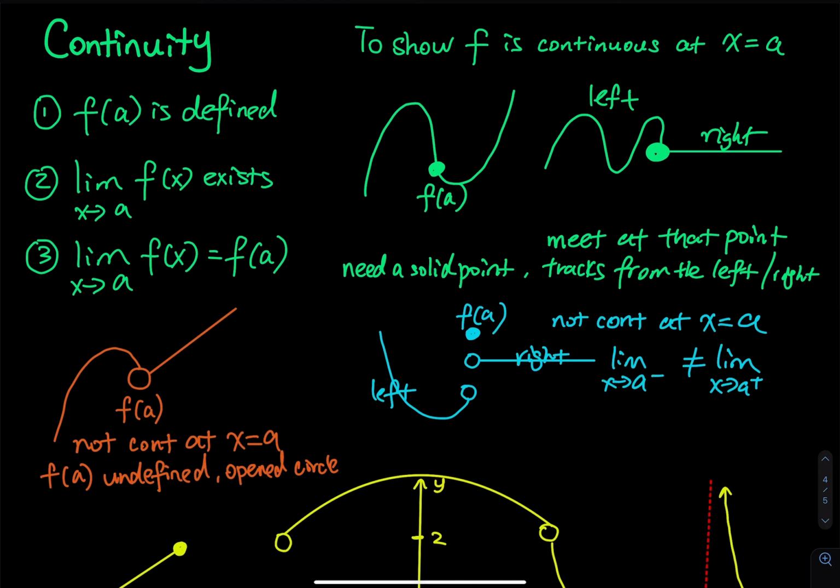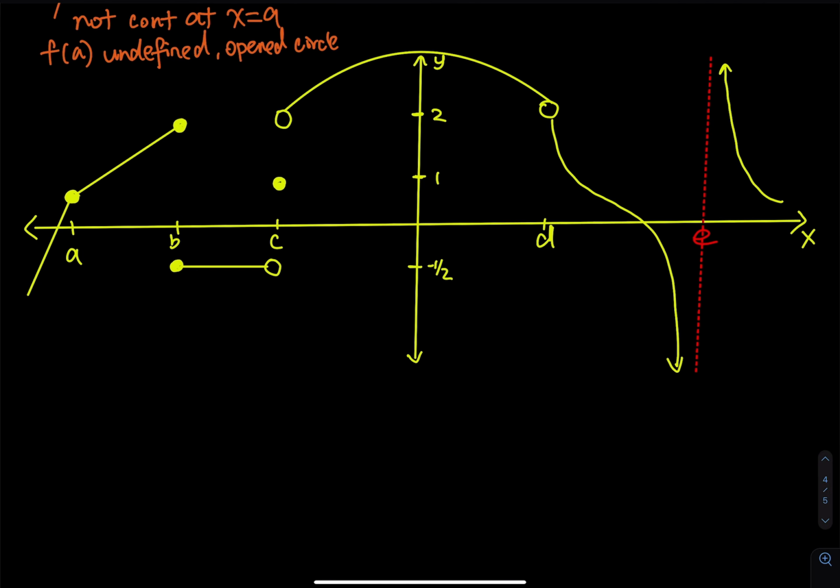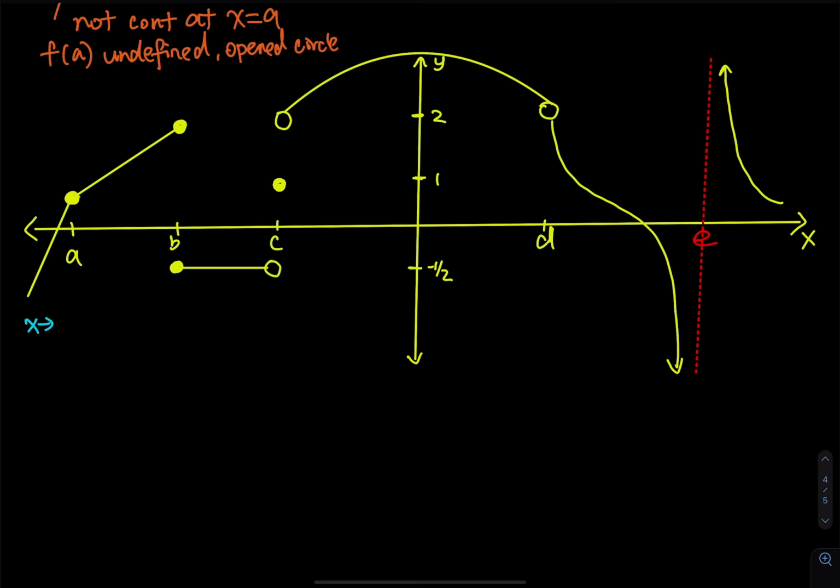Okay, so we have a comprehensive example. I have a big graph. In this graph, I have points A, B, C, D, and E. I want you to tell me, is the function continuous at A, B, C, D, and E? Okay, let's go from left to right. Is the function continuous at x equals A? First of all, as x approaches A from the left, what is y equal to? y is equal to 1, right? As x approaches A from the right, y equals 1 as well.